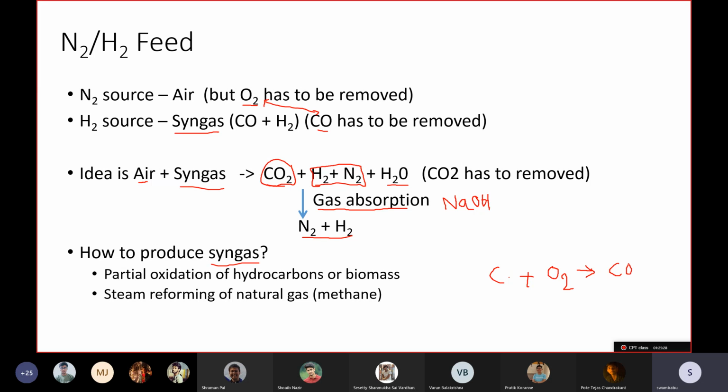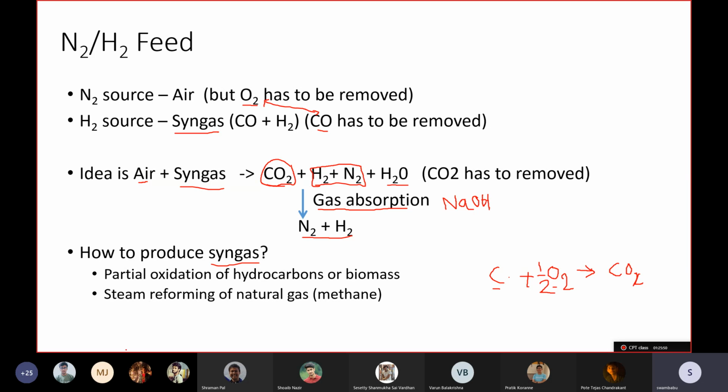If you give the required amount of oxygen to convert this into CO2, that is called complete combustion, a complete oxidation. But if you use stoichiometrically less than what is required for complete combustion, that is called partial oxidation.